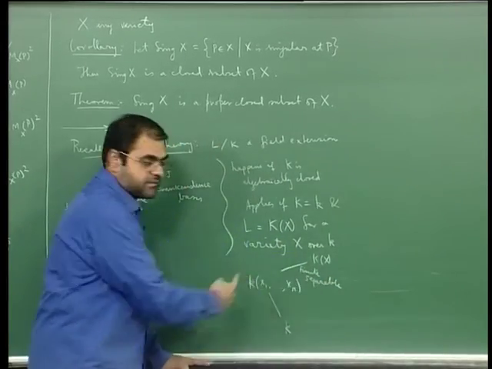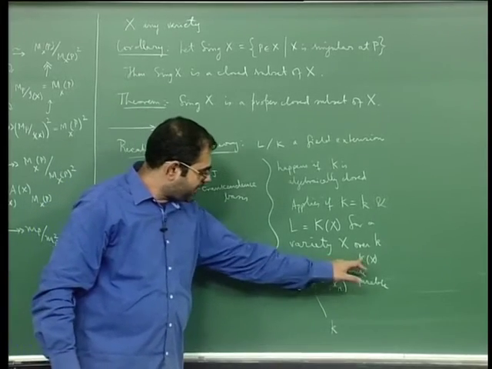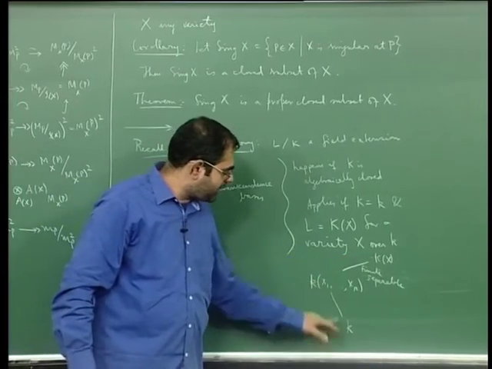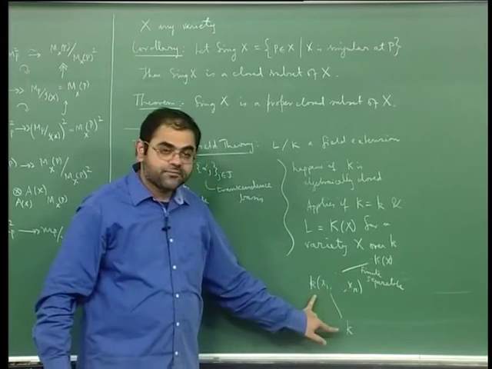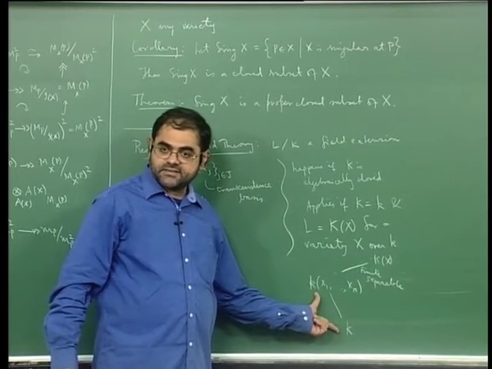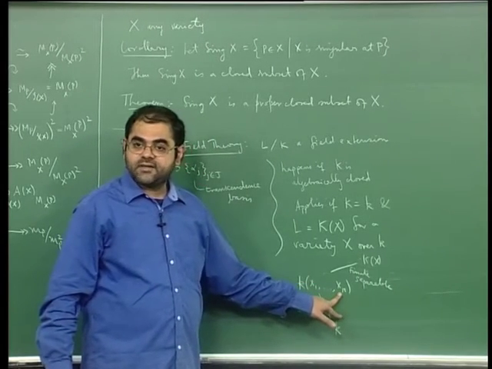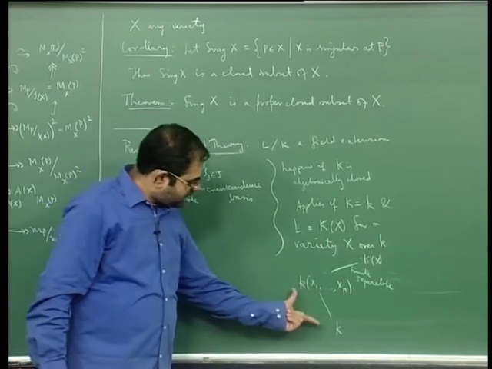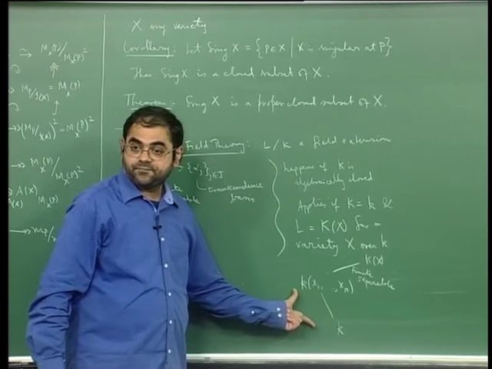Okay, so this is the picture that we need. If you take the function field of any variety X, what kind of an extension is it of k? You can break it up into two pieces. The first piece is a purely transcendental extension, gotten by simply adding as many variables as the dimension of X. So this part will contribute to the transcendence degree.